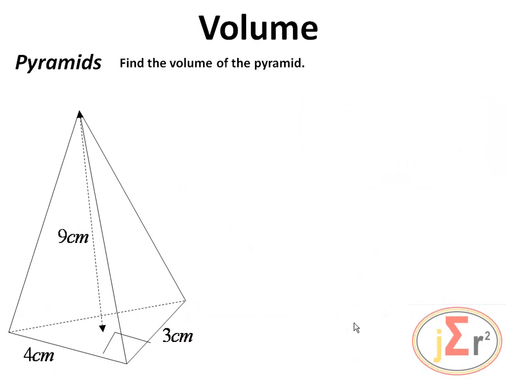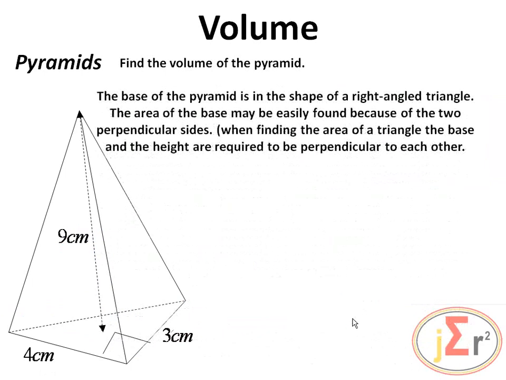Find the volume of the pyramid. What is the volume of the pyramid given by? Well, let us look at what this information is telling us first before we jump. Jumping to conclusion is bad exercise. The base of the pyramid is in the shape of a right-angled triangle. The area of the base may be easily found because of the two perpendicular lines. So of course this is perpendicular to this and we have a triangular base, right?